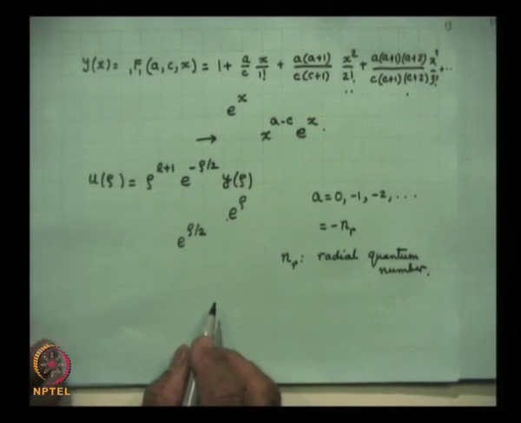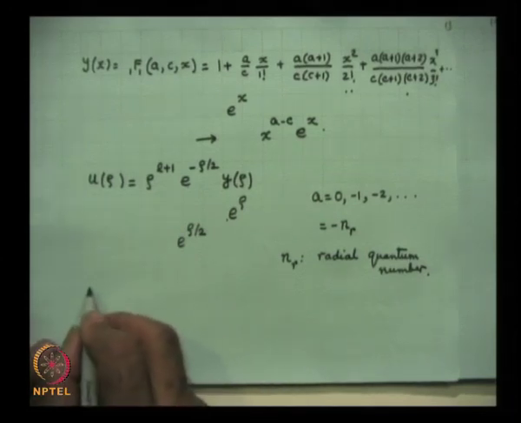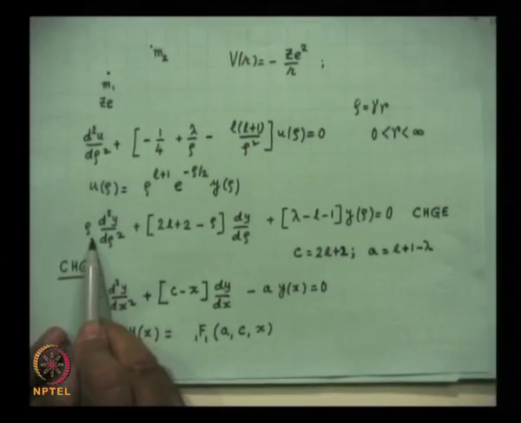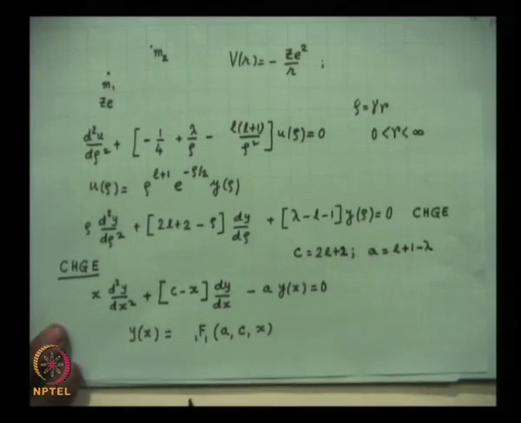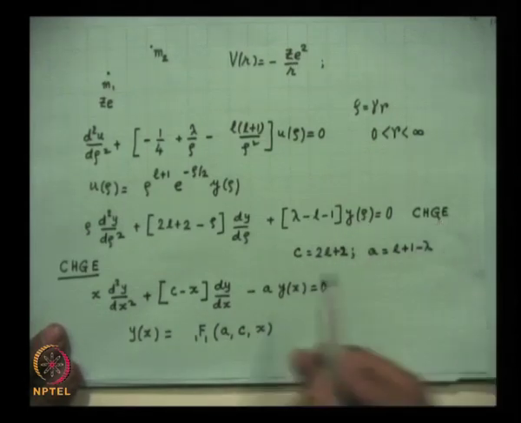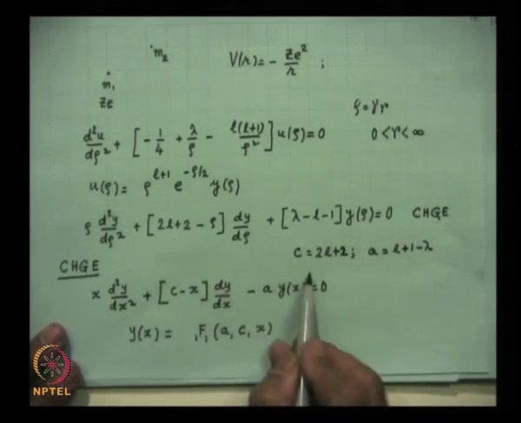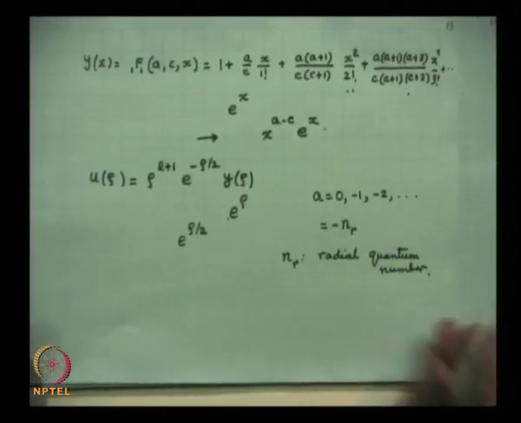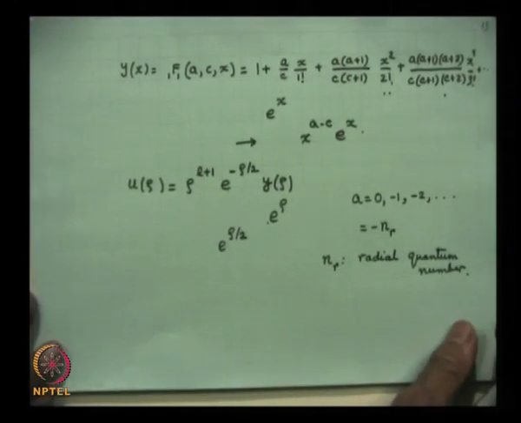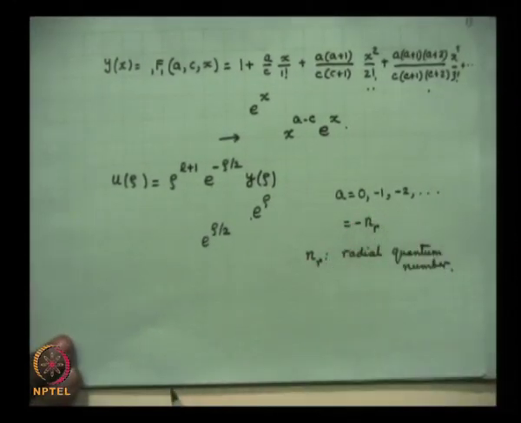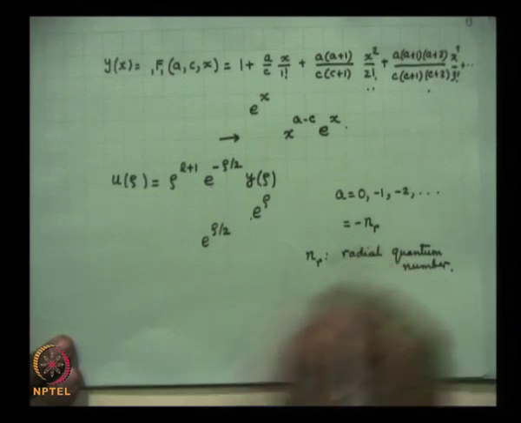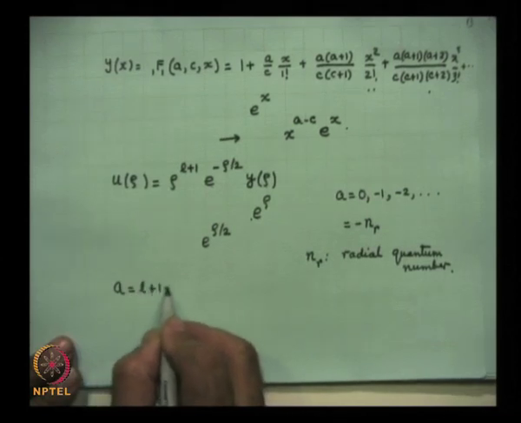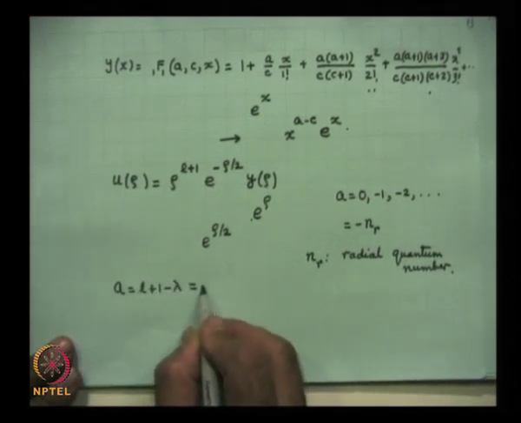So, therefore, if you recall, the differential equation that we had obtained was the confluent hypergeometric equation with c equal to 2L plus 2 and a equal to L plus 1 minus lambda. So, we have now shown that for the solution to be well behaved, a must be 0 or a negative integer, or I write that as minus nr, and since a is equal to L plus 1 minus lambda, this is equal to minus nr.